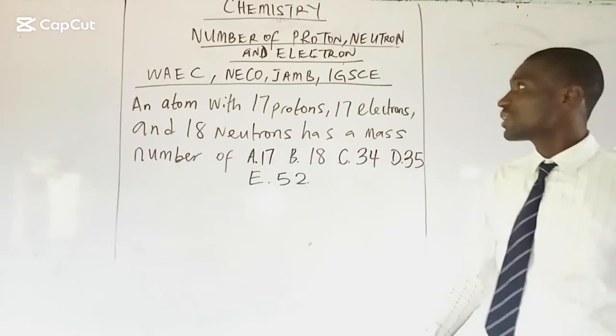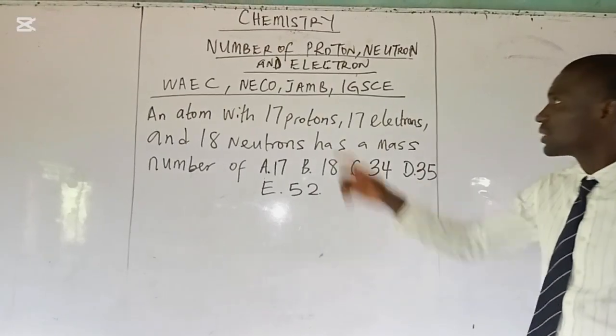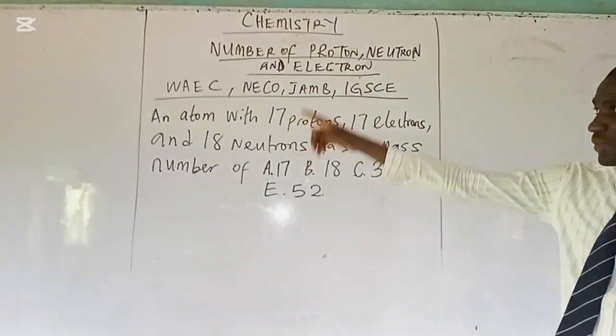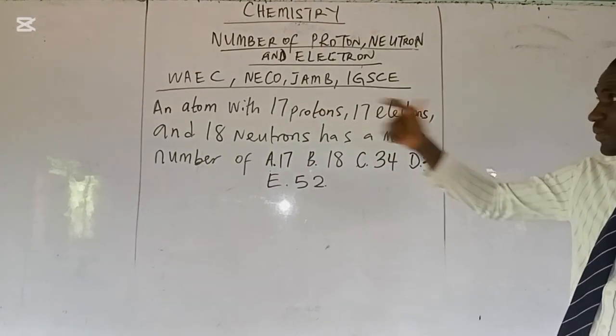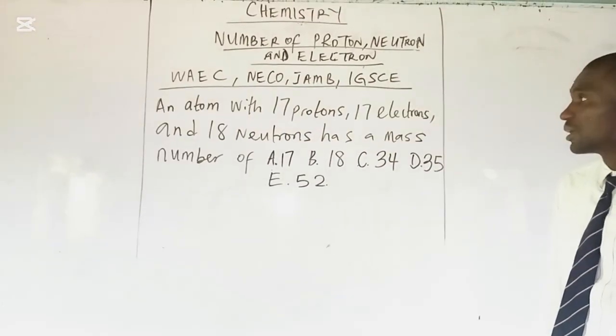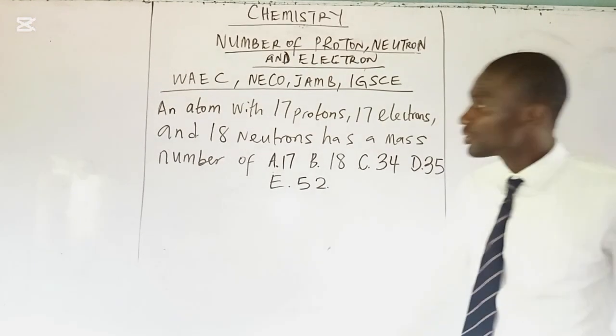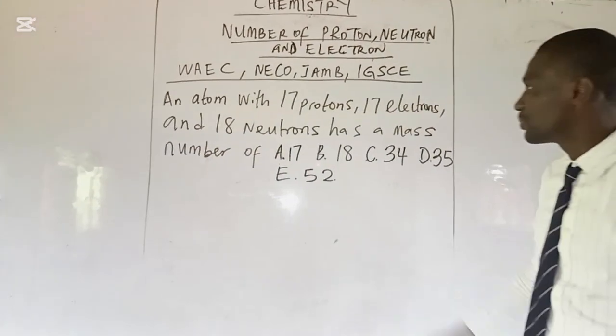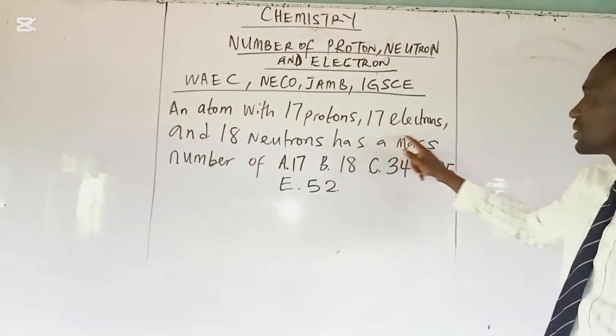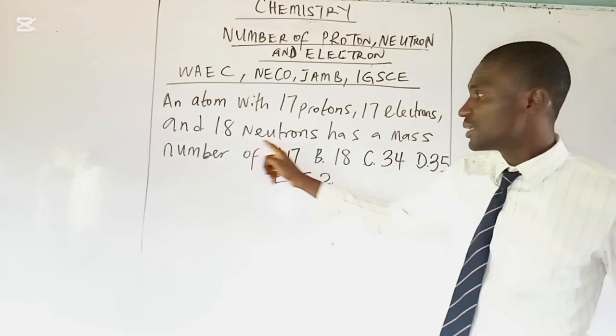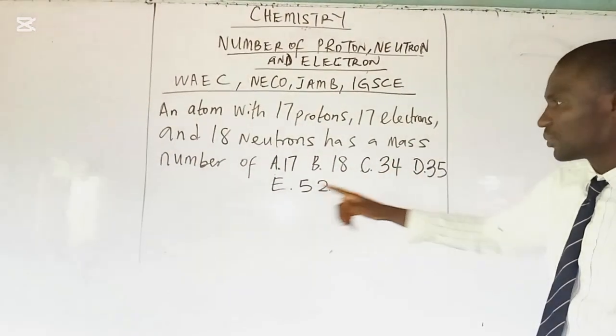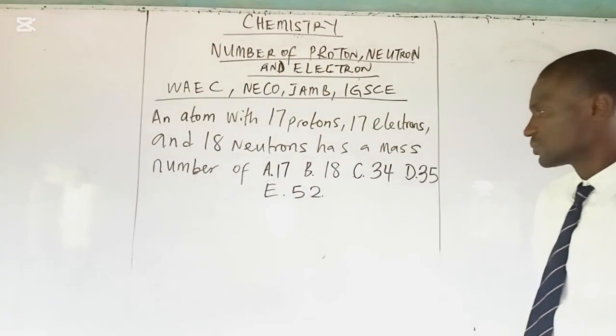Today we look at the number of protons, neutrons, and electrons. The question is taken from WAEC. It's actually a WAEC question. Now let's look at the question. An atom with 17 protons, 17 electrons, and 18 neutrons has a mass number of. A quick one.